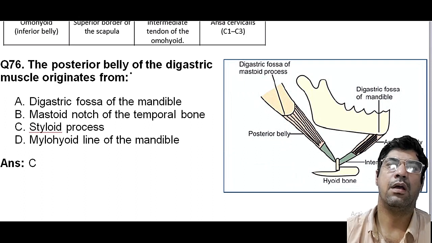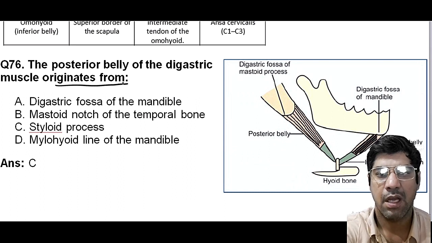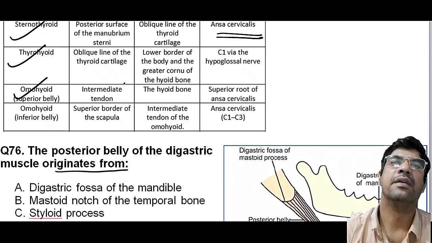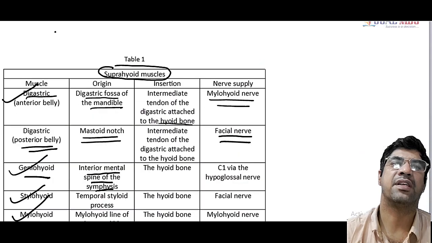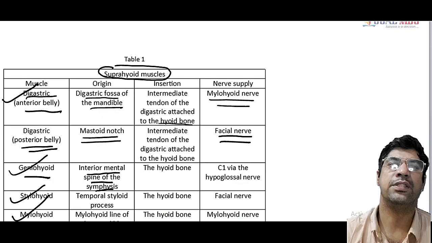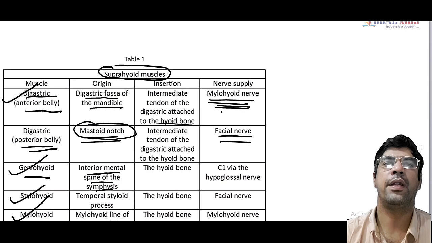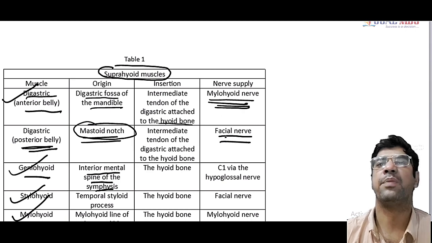Similarly, let us discuss the posterior belly of digastric. Just before, we discussed that there are two bellies. One is the anterior belly of digastric and the other is the posterior belly of digastric. The anterior belly origin is the digastric fossa of the mandible and the posterior belly origin is from the mastoid notch. Let us see in the figure. The anterior belly is supplied by the mylohyoid nerve and the posterior belly is supplied by the facial nerve.